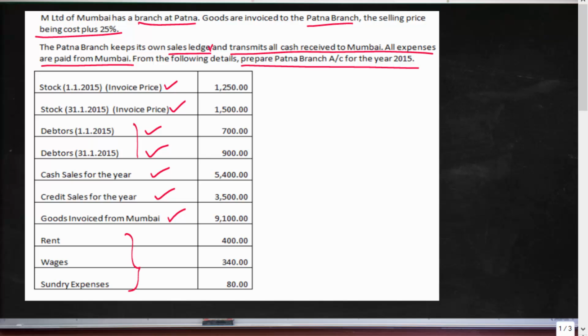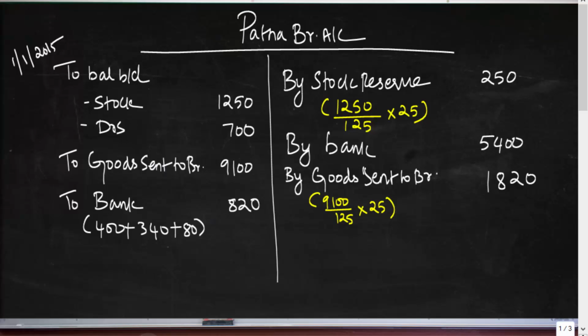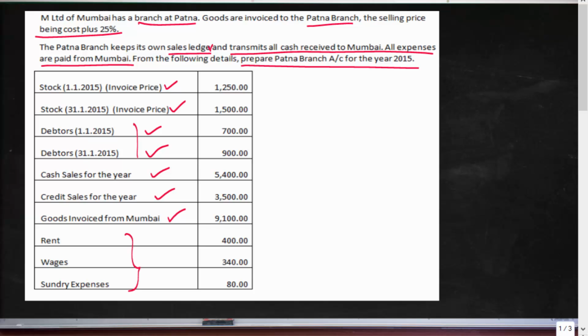What else we have? We have rent, wages, sundry expenses 400, 340 and 80. Okay, all these are branch expenses paid by HO. So we'll say to bank. The expenses of branch paid by HO, and they are 400 plus 340 plus 80. So all this put together works out to 820. Then any other item? I think we have covered all. It means we have to find out the closing stock and closing debtors.